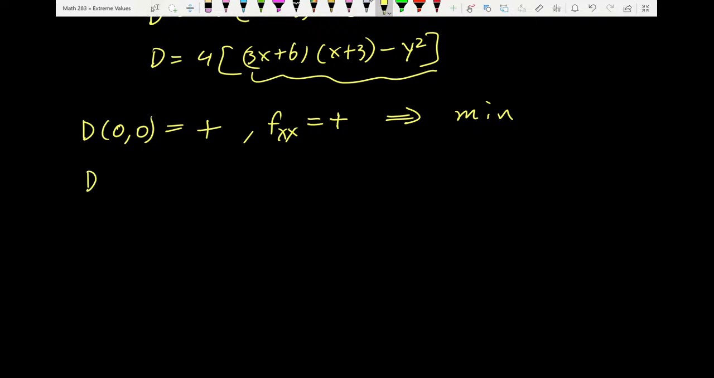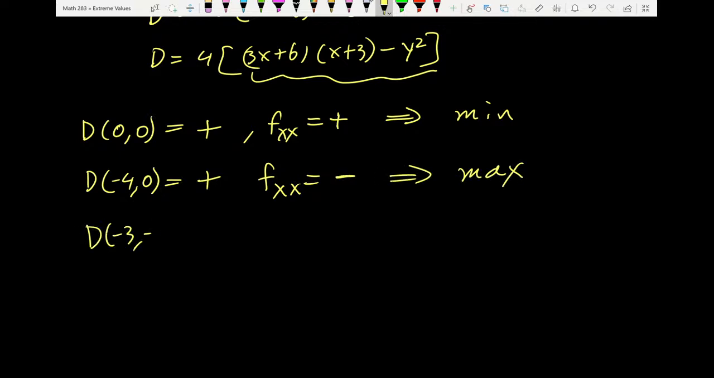All right. What about D of -4, 0? Is it positive or negative? Positive again, and f sub xx is what? Negative. So therefore, it's what? Max. D of -3, 3 is what? Negative. D of -3, -3 is what? Negative. They are what?